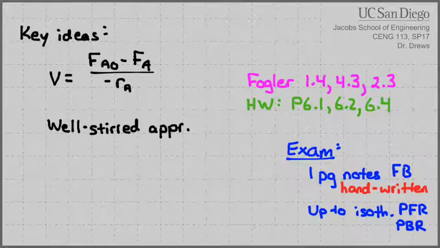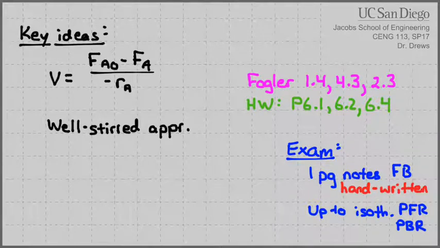Notice what doesn't show up on our key ideas. There are no differential equations. We don't have differential equations for stirred tank reactors, which does introduce some kind of odd things in our equations, more in the energy balance than the material balance. But that's where we're headed. It's a simple equation like that, and we want to examine what this well-stirred approximation means.